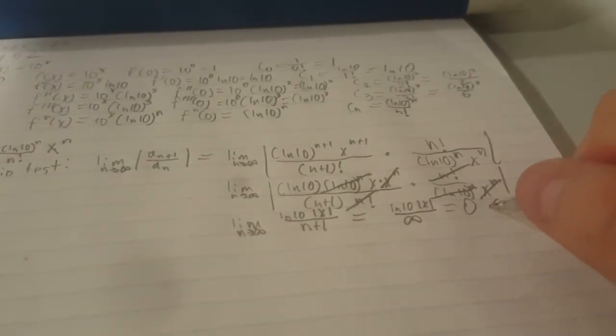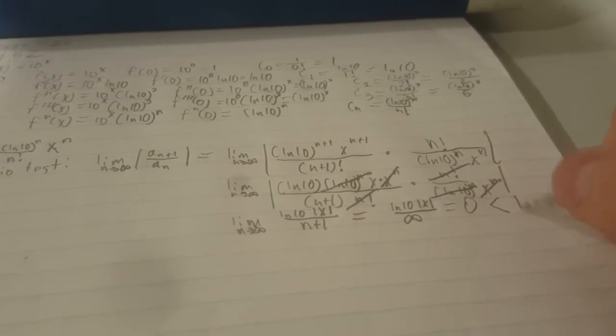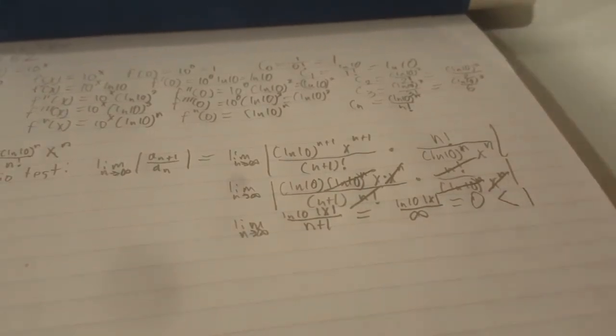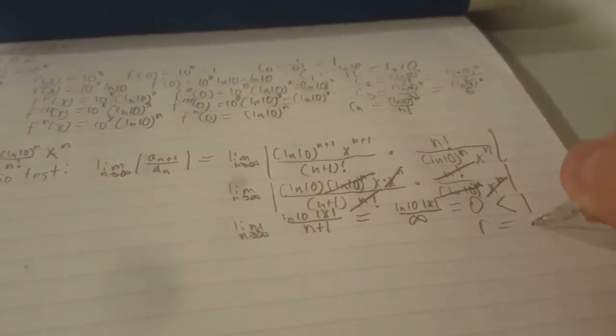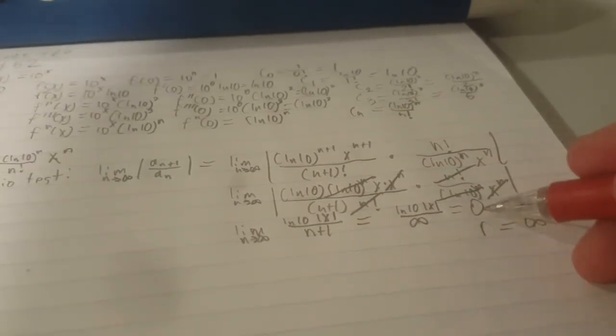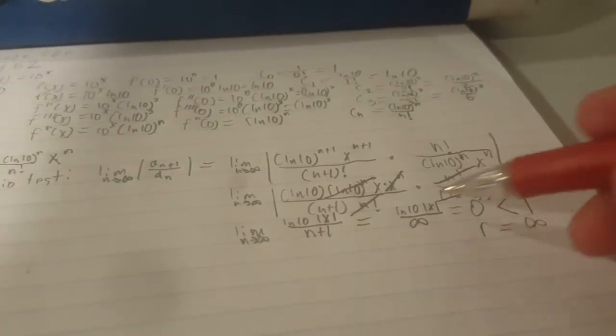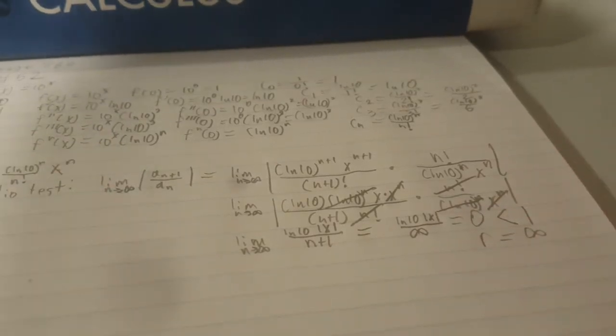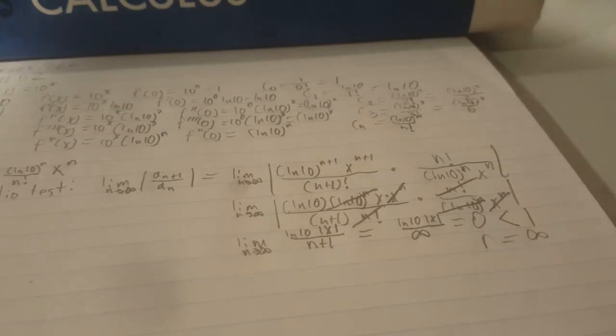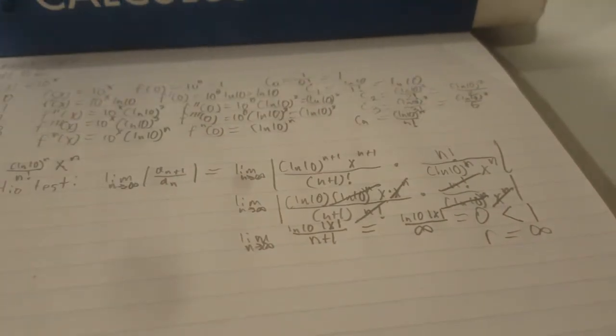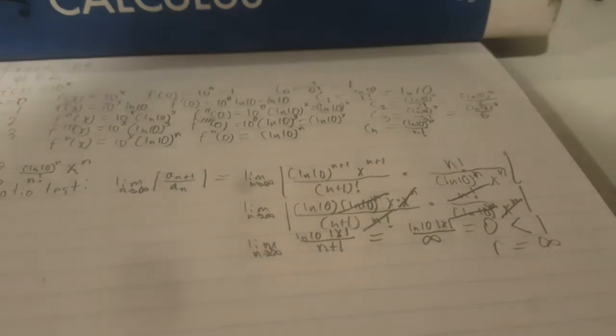And at the end of the ratio test, you always compare what you get to 1, and that is what would give us our radius. And we figure out that the radius would actually be infinity because the x does not relate to the radius. So it's infinite, and so you could say the interval of convergence would just be negative infinity to infinity, and that would be everything.